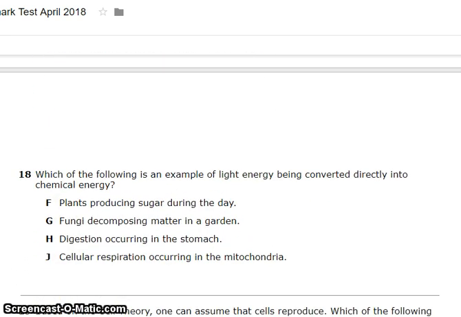18. Which of the following is an example of light energy being converted directly into chemical energy? F. Plants producing sugar during the day. G. Fungi decomposing matter in a garden. H. Digestion occurring in the stomach. J. Cellular respiration occurring in the mitochondria.